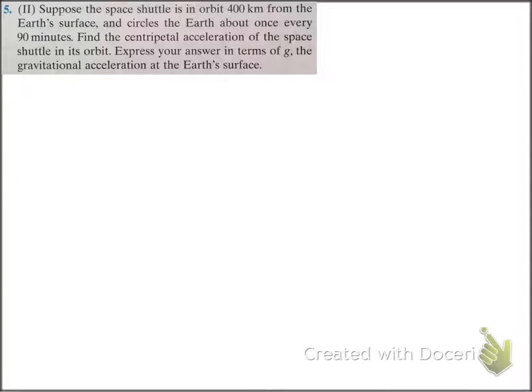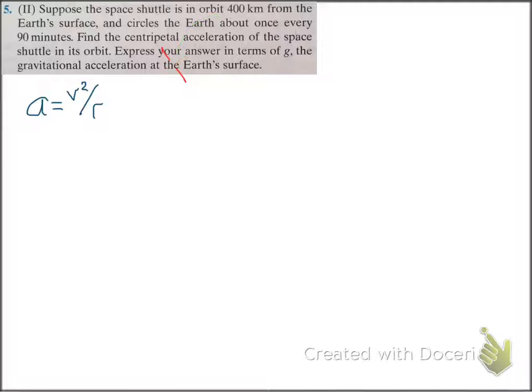Okay, so here we go with number 5. It's about a space shuttle going around the Earth, and since it's accelerating, we have v squared over r. So what are we going to use for the radius? You might be tempted to use this 400 kilometers, but that's the distance above the Earth.